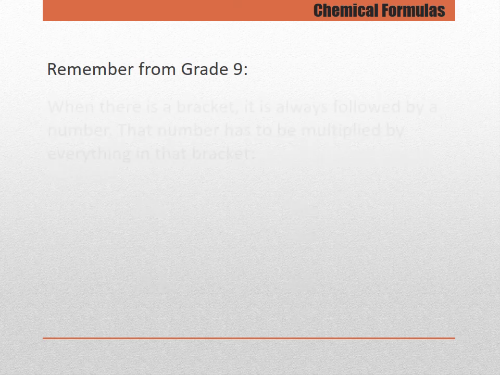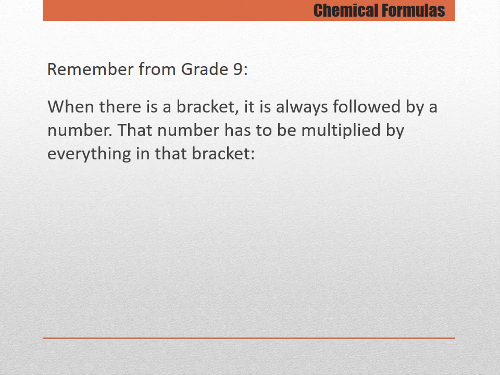Also in grade 9, we said when there is a bracket, it is always followed by a number, and that number has to be multiplied by everything that's inside that bracket. So if I'm given calcium nitrate, I have 1 calcium, I have 1 nitrogen inside the brackets, but it has to be multiplied by 2. So that gives me 2 nitrogens. I have 3 O's inside the brackets. That has to be multiplied by the 2. So 3 multiplied by 2 is 6 oxygen.